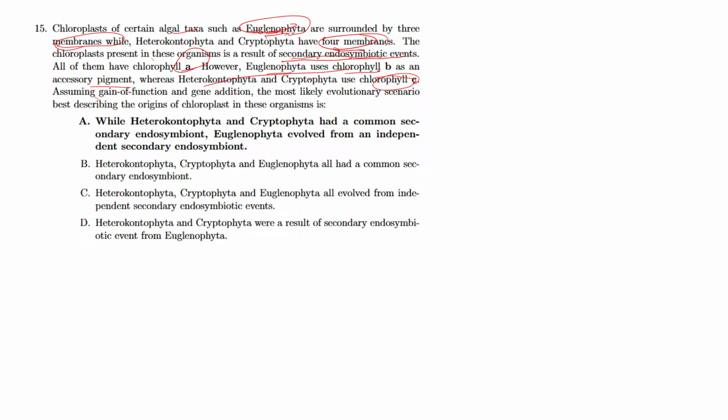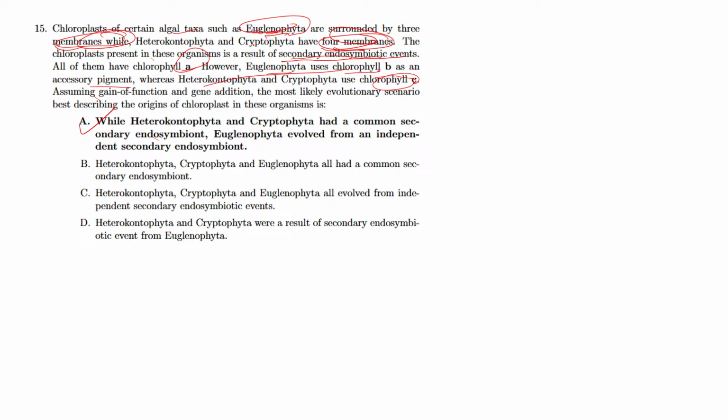So again, these questions are generally asked about the best describing statement. You need to analyze the statements here and pick out the most correct option. Let's go to the first option, which says that while Heterocontophyta and Cryptophyta had a common secondary endosymbiont, Euglenophyta evolved from an independent secondary endosymbiont. This is clear from the fact that the membrane structures are different, and the utilization of chlorophyll is also different. So this option is directly correct.